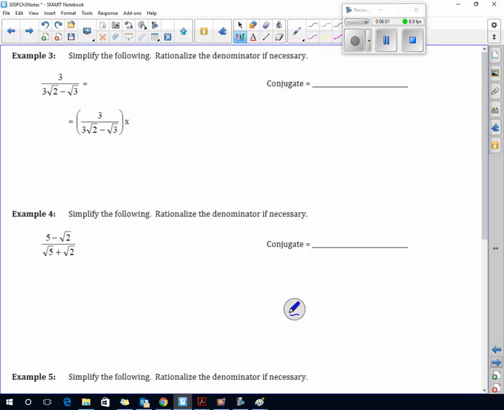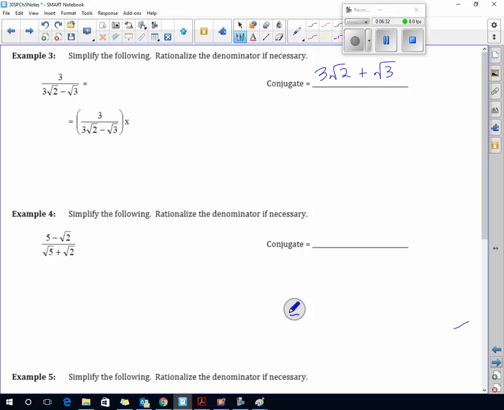It's not root 3. Sorry? 3 root 2 plus root 3. So my instructions were the conjugate is exactly the same as the binomial except the opposite sign. So we're going to multiply by the conjugate in a form of 1. So this is going to be 3 root 2 plus root 3 over 3 root 2 plus 3.